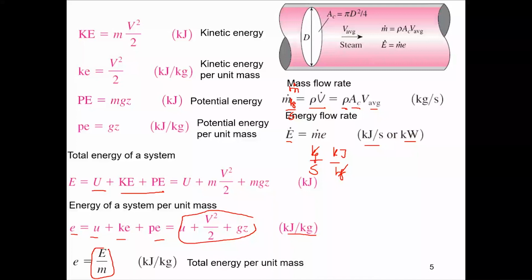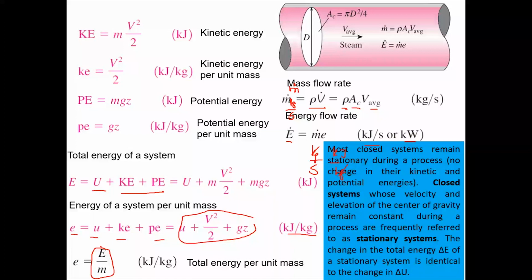Now, you should be very well aware that most of the closed systems that you will deal with will not have any deviation with regards to velocity or elevation. So most of the systems that you will be dealing with have zero kinetic and potential energy with regards to some outside reference. Such closed systems are basically defined as stationary systems. In such a system, your potential energy and kinetic energy would essentially be zero. So any change in the energy would essentially be equal to the change in the internal energy of the system.